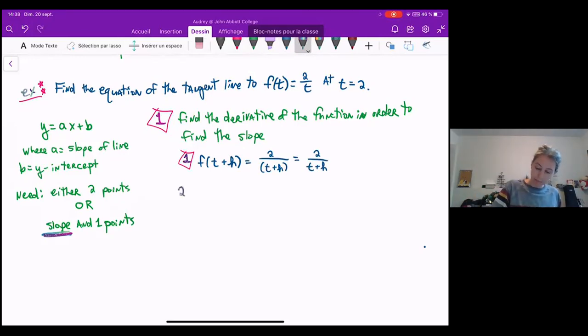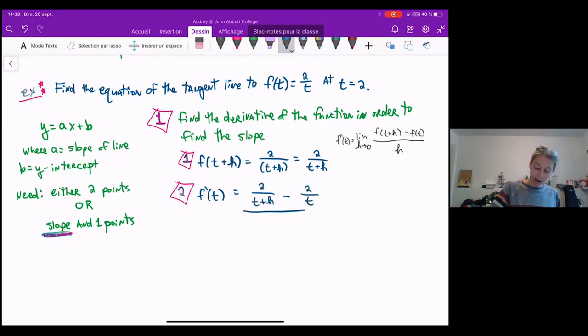So then I'm going to put it into my limit definition of the derivative. I'll just remind us, f prime of t will be the limit as h approaches 0. Instead of x, we have f of t plus h minus f of t all over h. So that's the definition that I'm plugging into. So I'll have f prime of t is equal to f of t plus h, so it's 2 over t plus h, minus f of t, that's 2 over t, all over h. Now, I want you to take a look at this. Does that look right? Did I do everything okay?